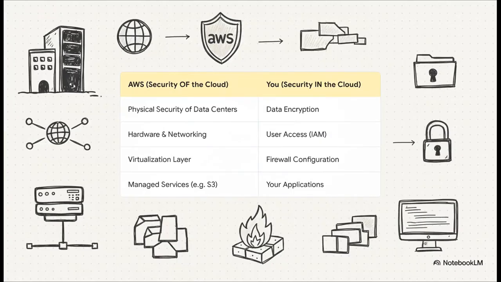So, look at the table. On one side, you've got AWS's job. They handle the physical security, the concrete, the steel, the guards at the door, the hardware itself. They secure the cloud's foundation. On the other side, that's your job. You're responsible for everything you put inside that secure environment. That means encrypting your data, carefully managing who has access, setting up your firewalls correctly, and making sure your own application code is secure. It is truly a team effort.